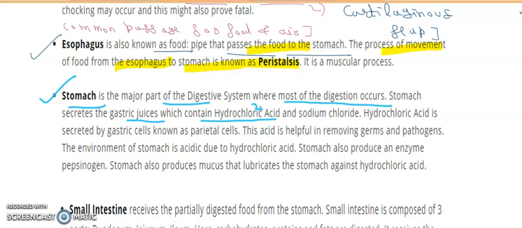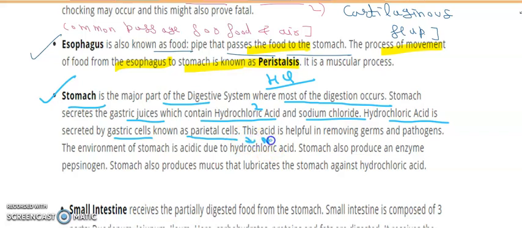The word gastric is related to the stomach. Our gastric juice is secreted by the stomach. If I talk about the composition of the gastric juice, it contains hydrochloric acid, which is HCl, and also a small amount of sodium chloride. But mainly, which acid is there? Hydrochloric acid. Hydrochloric acid is secreted by the gastric cells known as the parietal cells.